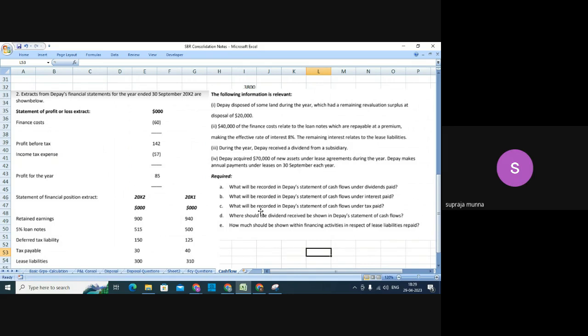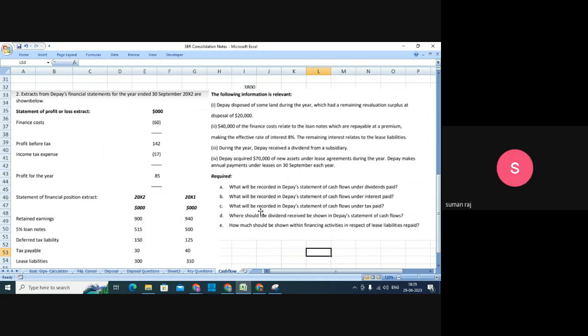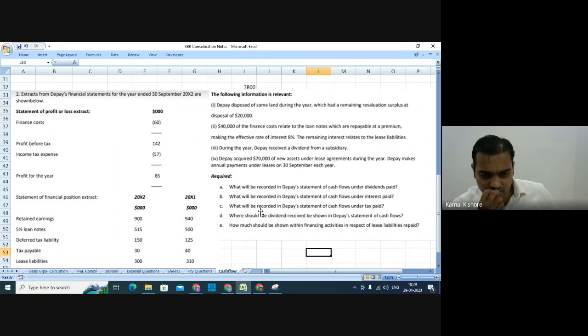Think. Retained earnings increased by 40, but profit is 85. So 35 will be the dividend paid. Opening balance is 900, 985 minus 940, so 35 will be the dividend paid. Okay. What will be recorded in DPA's statement of cash flows under interest paid?